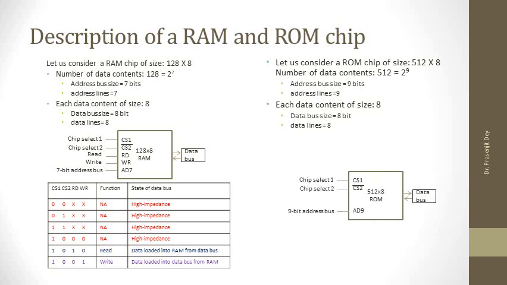Here, there is no need for read and write signals because it can only perform one job, which is read. And here also, when chip select CS1 is 1 and chip select 2 bar CS2 is 0, then only will the ROM chip be active, and then only can you read any memory location's content with the help of the address bus AD9. And after reading, you will load the data from the ROM chip into the data bus.